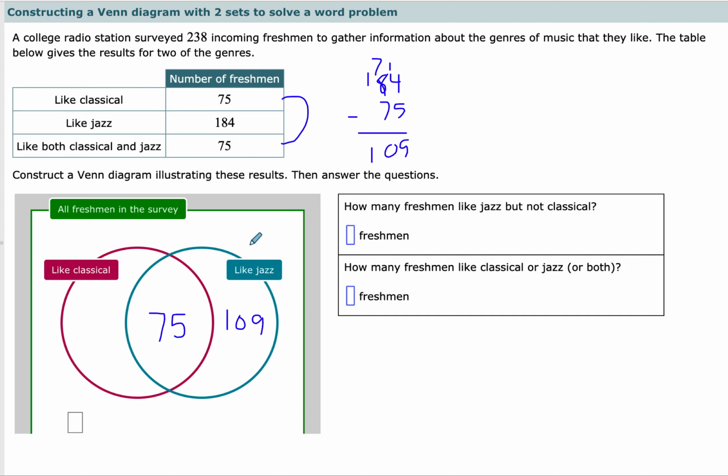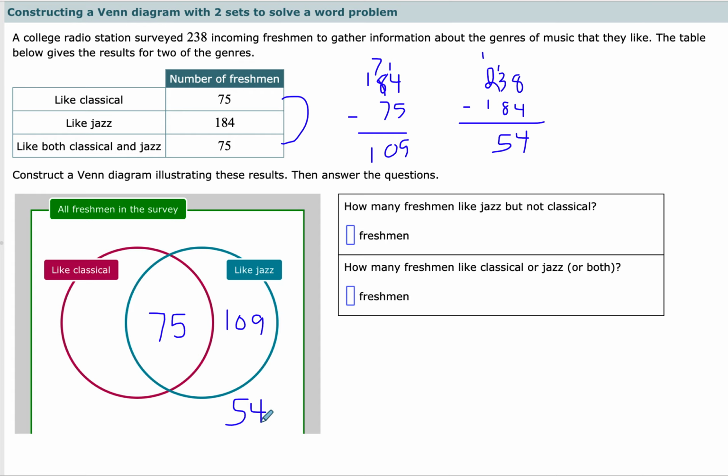That circle represents all the people that like jazz. If you add these two together, you get 184. And they're all in that little teal circle. Now, there were 238 incoming freshmen that were interviewed, and 184 of them have been accounted for. So the rest don't like jazz or classical. They like a more modern form of music. So when we subtract these two, we end up with 54 students that actually don't like either classical or jazz. We're not really clear on what they like, but they don't like those two.